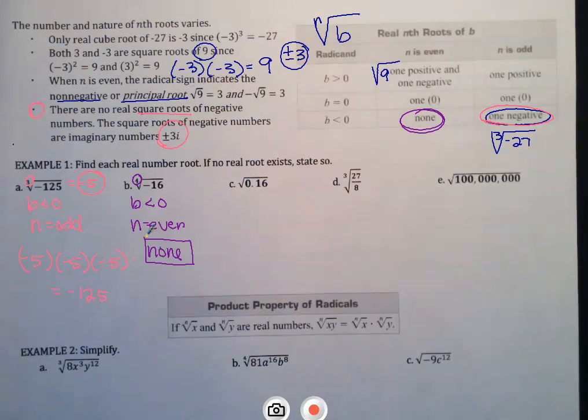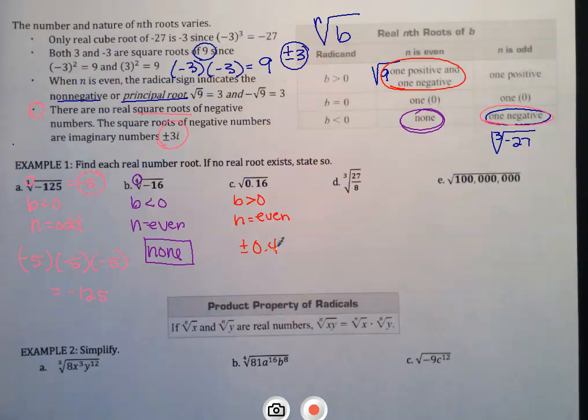Okay. Question so far? How about C? Our B is greater than 0, and our N is even, because it's a 2. So B greater than 0, even, I should have one positive and one negative. So it could be plus or minus 0.4.